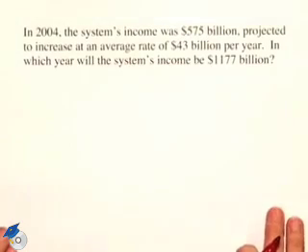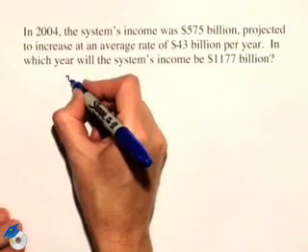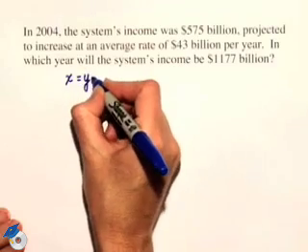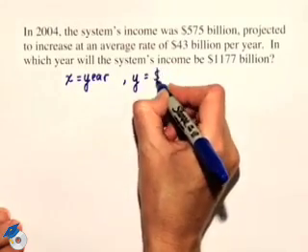Our question is, in 2004, the system's income was $575 billion, projected to increase at an average rate of $43 billion per year. In which year will the system's income be $1,177 billion? So again, let's remind ourselves what we just talked about. We decided that x would represent the year and that y would represent the dollar amount.